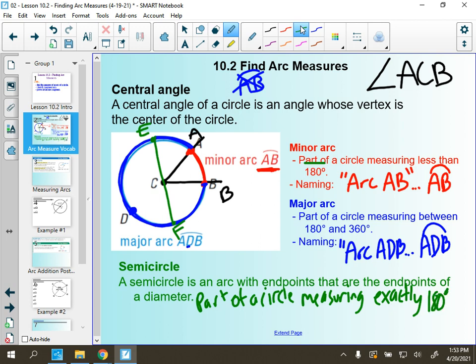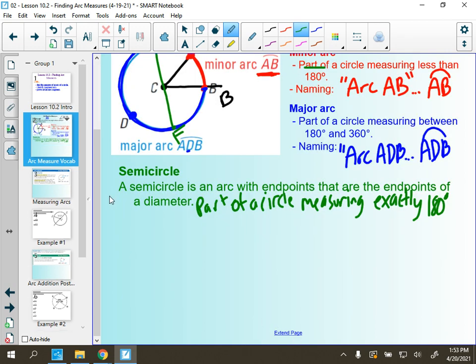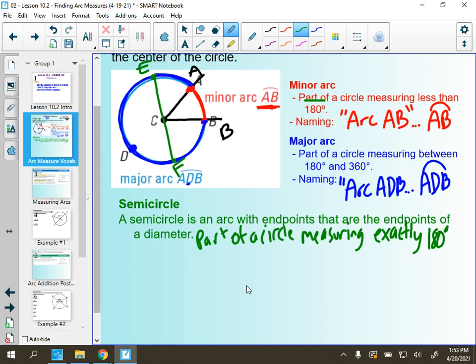As far as naming goes, we have to add that part too. How would I talk about one of these semicircles? Let's say I wanted to talk about this part of the circle right here. That's a semicircle. We're going to use the three-point method, like we did above with the major arc. So one of our semicircles on the diagram, we could call arc EDF.